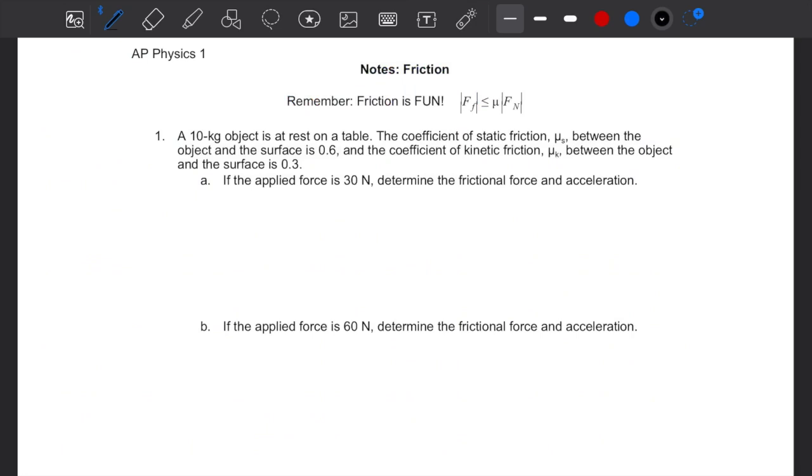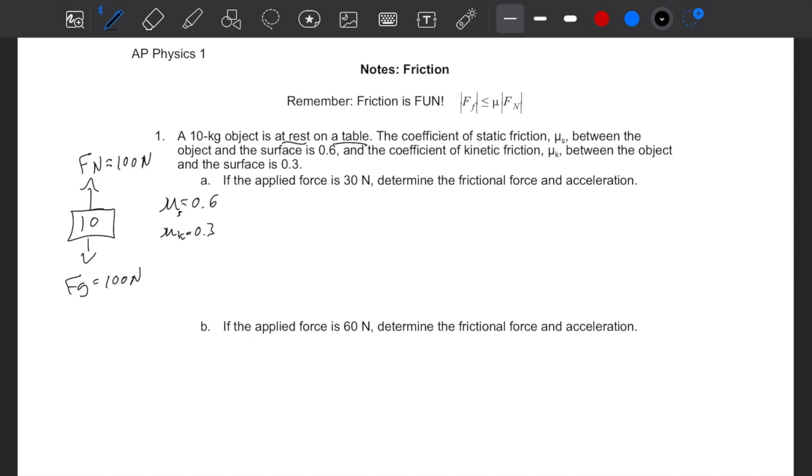All right, let's apply what we know. Friction is fun, because the force of friction is equal to coefficient times force normal. We've got a 10 kilogram object that's at rest on a table. That table's probably on Earth, so we've got a force of gravity of 100 newtons. Force normal would also be 100 newtons because it's at rest on a table. It's not launching up or down, not vertically at least. Coefficient of static friction is 0.6. The kinetic friction coefficient is 0.3.